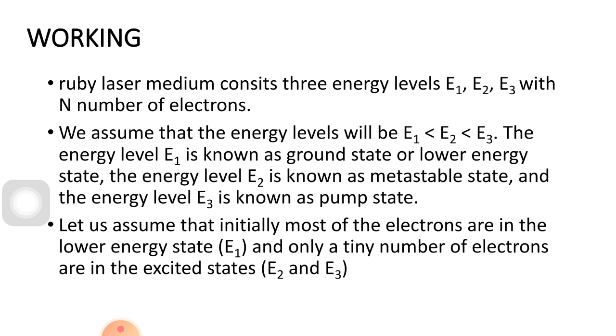Working. The ruby laser medium consists of three energy levels E1, E2, and E3 with n number of electrons. Let us assume that E1 is lesser than E2, and E2 is lesser than E3. E1 is known as the ground state, E2 is known as the metastable state, and E3 is called the pumped state or excited state. Now let us assume that initially most of the electrons are in the lower state and a tiny number of electrons are in the excited states E2 and E3.